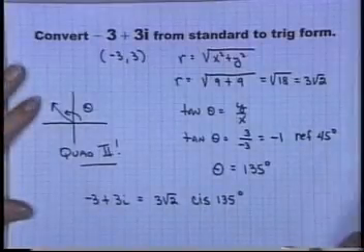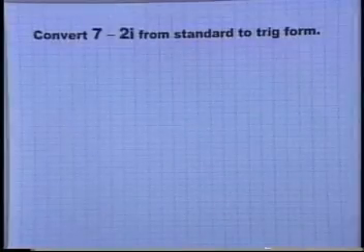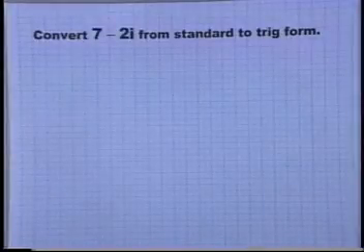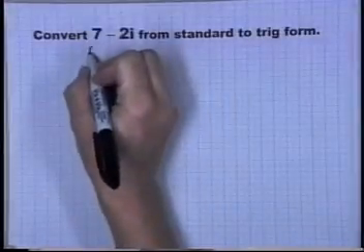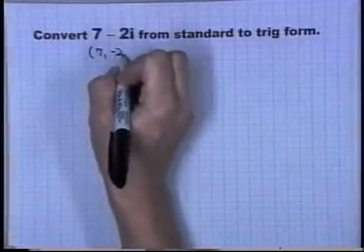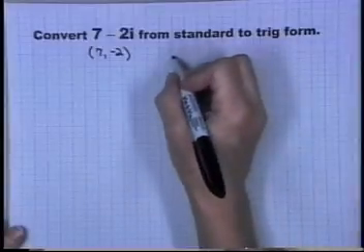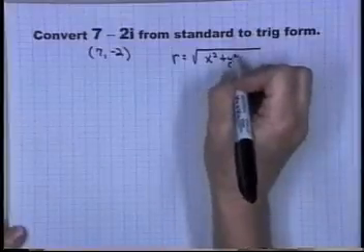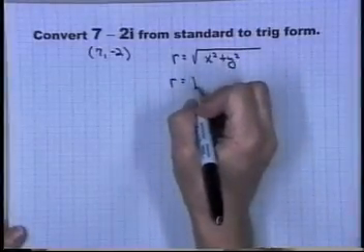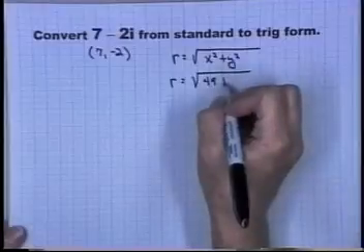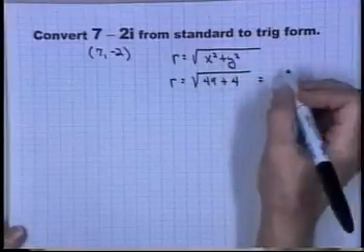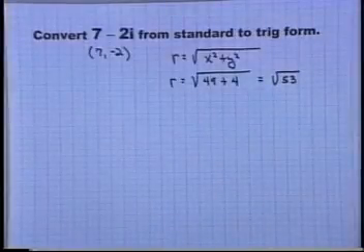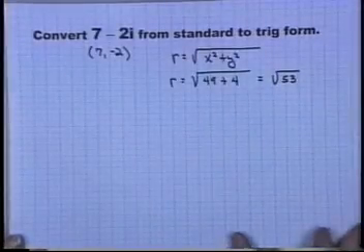Now in this next example, we're going to have to use our calculator. Convert 7 minus 2i from standard to trig form. What's our ordered pair? It's 7, negative 2, isn't it? Okay, so r is the square root of x squared plus y squared. Let's see, if I square x, I have 49. If I square y, I get 4. So that's the square root of 53, isn't it? I don't believe we can simplify the square root of 53, not that I can think of.